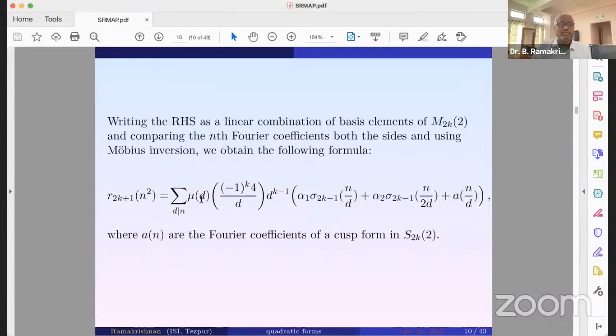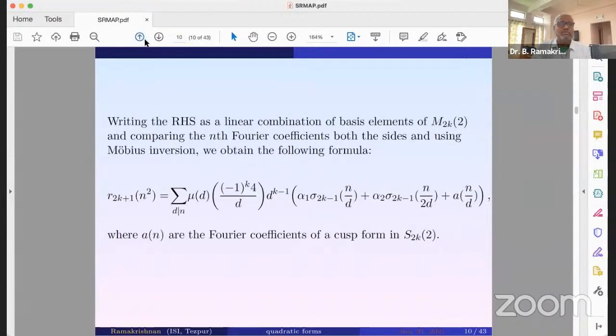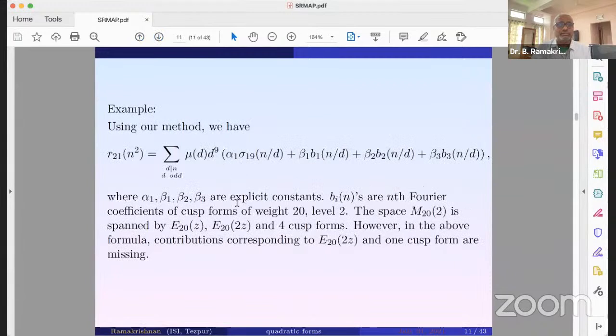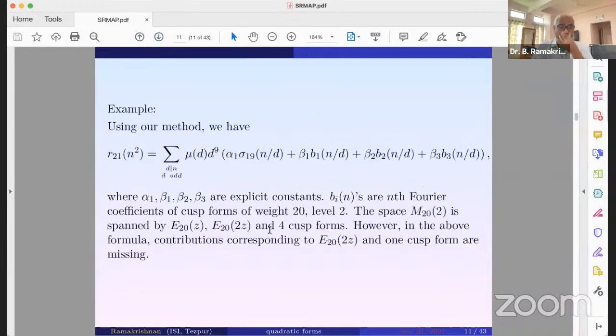Okay, so what is the big thing about this particular formula? When you do this explicit one, when you put values of k, for example, when I put k equal to 10, it will become r_21(n^2). So when I do this space M_{2k}(2), k equal to 10, M_20(2) is spanned by the Eisenstein series E20(z), E20(2z) and 4 cusp forms. But when you do this explicit computation, only the coefficient corresponding to E20(z) comes here, and then corresponding to 3 cusp forms appear here. So somehow the E20(2z) and 1 cusp form dropped out in the formula.